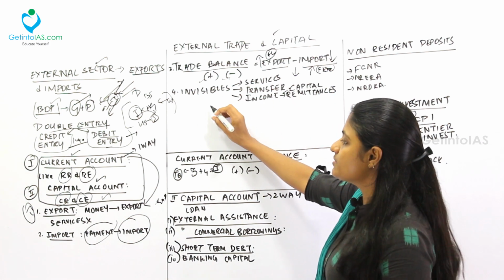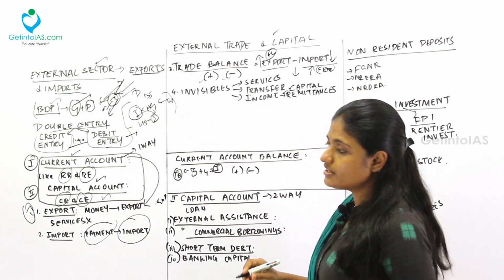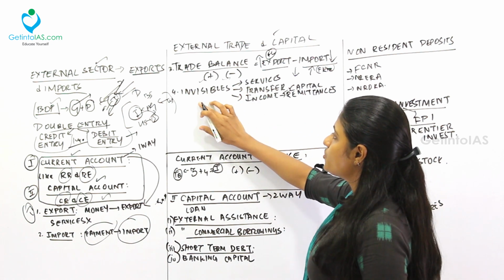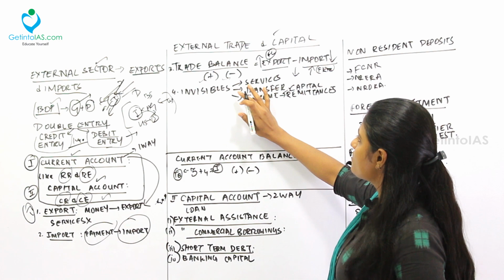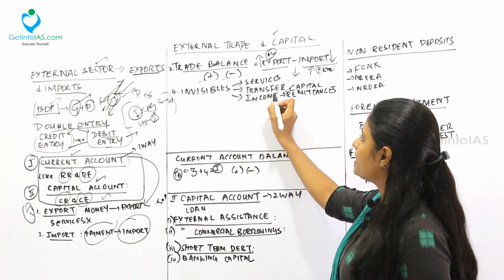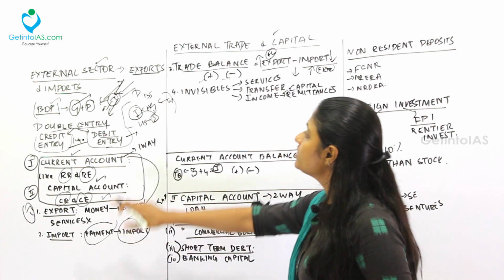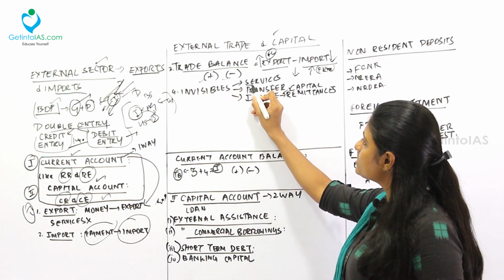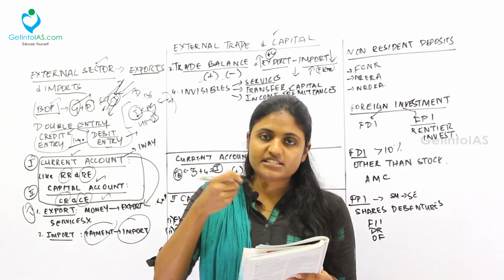Next, coming to the invisibles under the current account. Under the current account, you have export, import, trade balance, and the last one, the invisibles. The invisibles are divided into services, transfers and income. We'll deal with this separately. I told you that under exports and imports, services are not taken into account, so services are taken into a separate account called invisibles. Over here, you know what a service is.